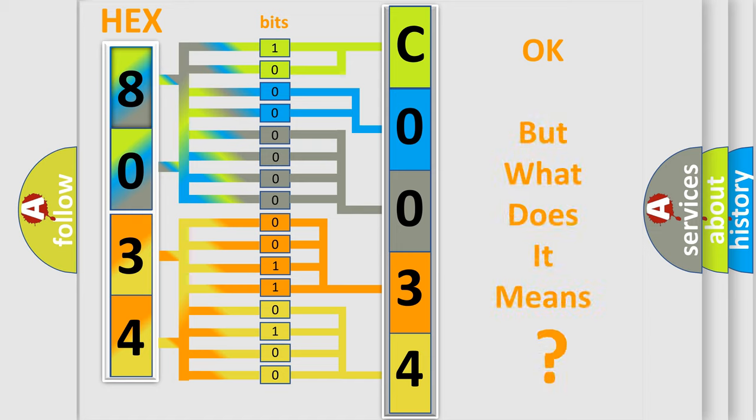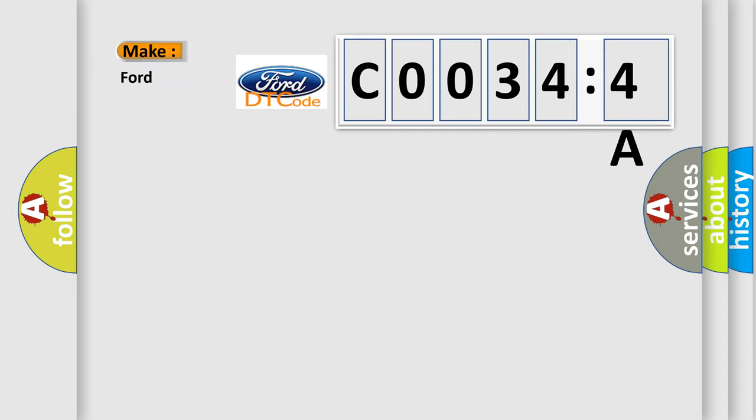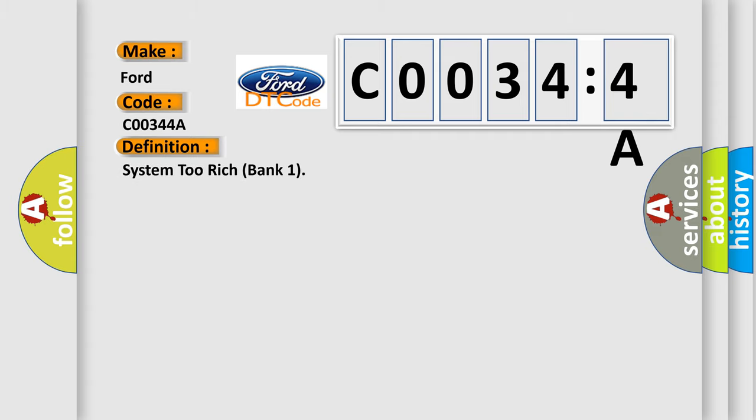The number itself does not make sense to us if we cannot assign information to what it actually expresses. So, what does the Diagnostic Trouble Code C0034-4A interpret specifically for Infiniti car manufacturers? The basic definition is System 2 Rich Bank 1. And now this is a short description of this DTC code.